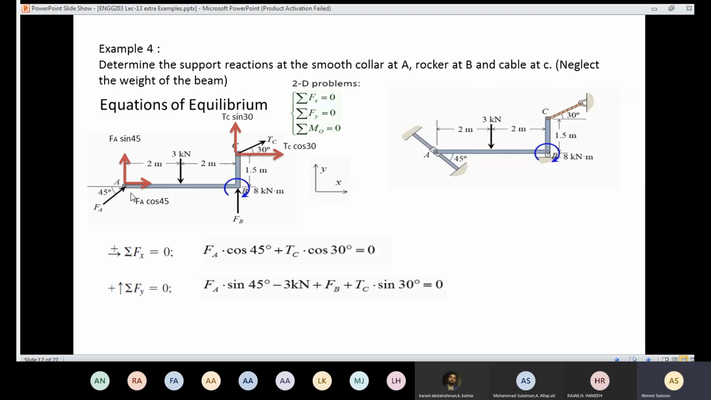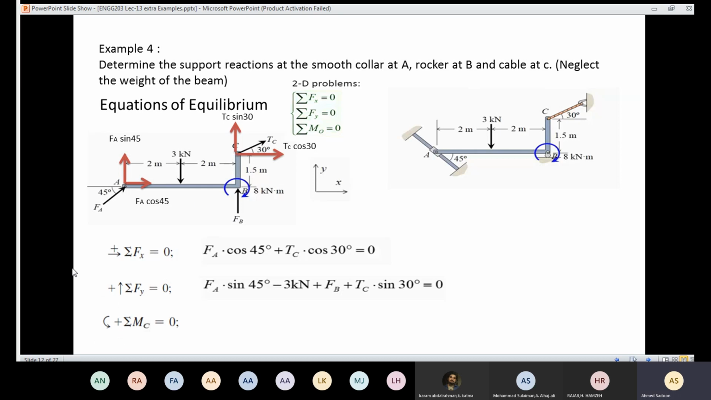So it's better, for example, to use the point B. If you take the moment about the point B, you are going to get FA and FC. Again, you are going to end up with 2 unknowns. I'm thinking about how to get only one unknown. So if I choose the point C here, you are going to end up with only one unknown, which is FA, because the line of action of TC is going to pass through the point of rotation. The same goes for FB, which means that those unknowns are not going to be included in your equation. So that is why I'm going to take the moment about the point C.